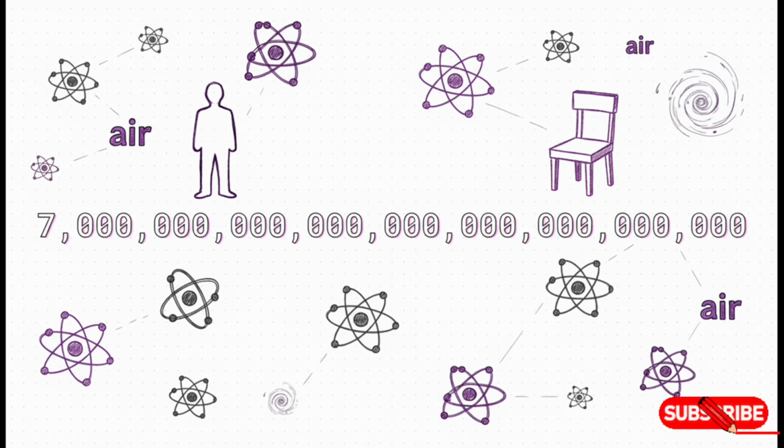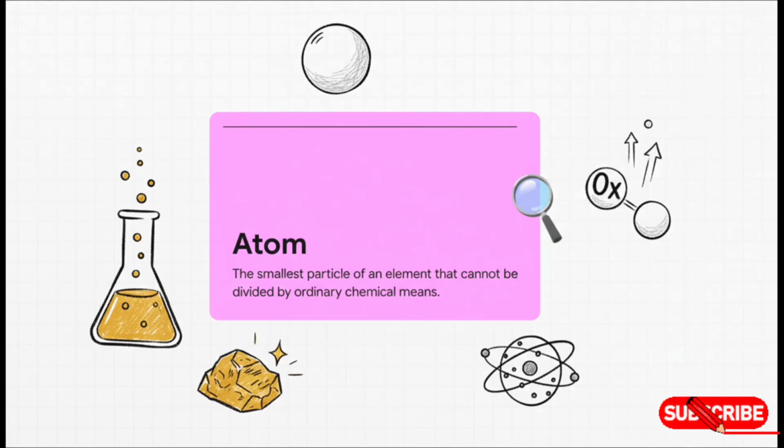And it's not just you. The chair you're sitting on, the air you're breathing, it's all made of these tiny, tiny building blocks. Okay, so what is an atom really? Well, the simple definition is this. It's the smallest possible piece of an element, like gold or oxygen, that is still that element. Go any smaller and it's not gold anymore.